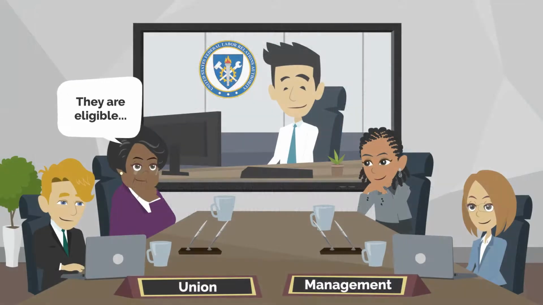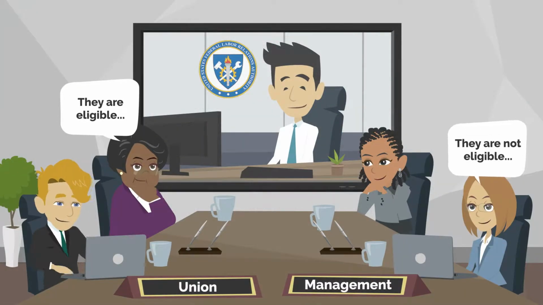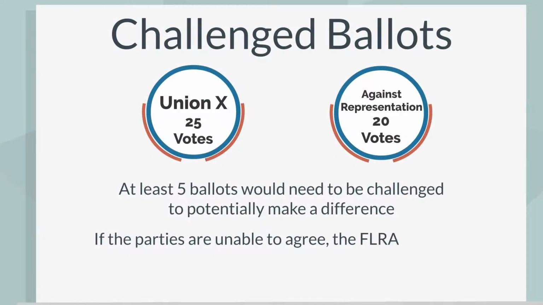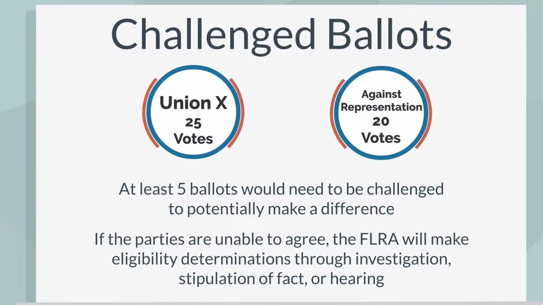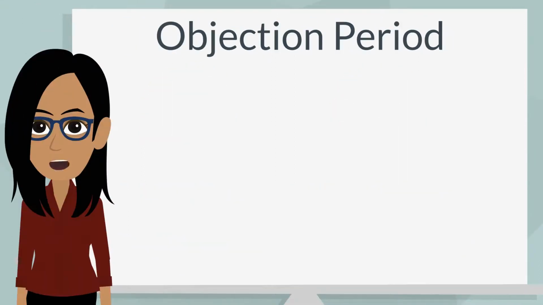In this example, the parties would again attempt to resolve the challenges. If the parties are unable to agree, the FLRA determines employee eligibility through investigation, stipulation of fact, or a hearing. However, the FLRA will still issue a tally of ballots on the day of the count, and the objection period begins. So what is the objection period?